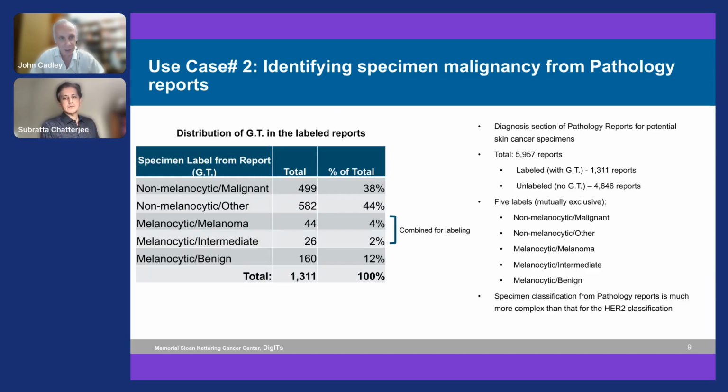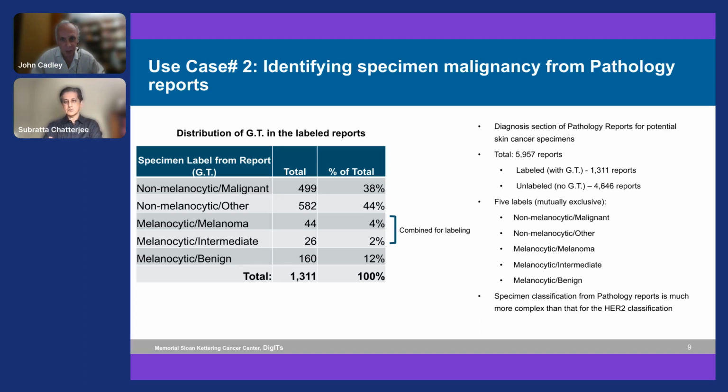This is the second use we had for it. This was trying to categorize what kind of skin cancer you had from pathology reports. And this is not as simple as the previous HER2 example. These were the 5 categories of skin cancer that we started with. Later, we combined this into just 4 categories because these 2 here were so small.